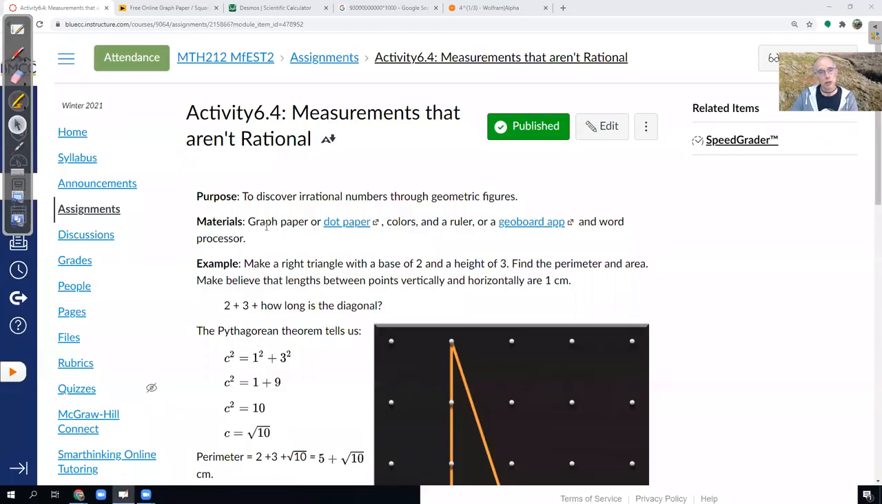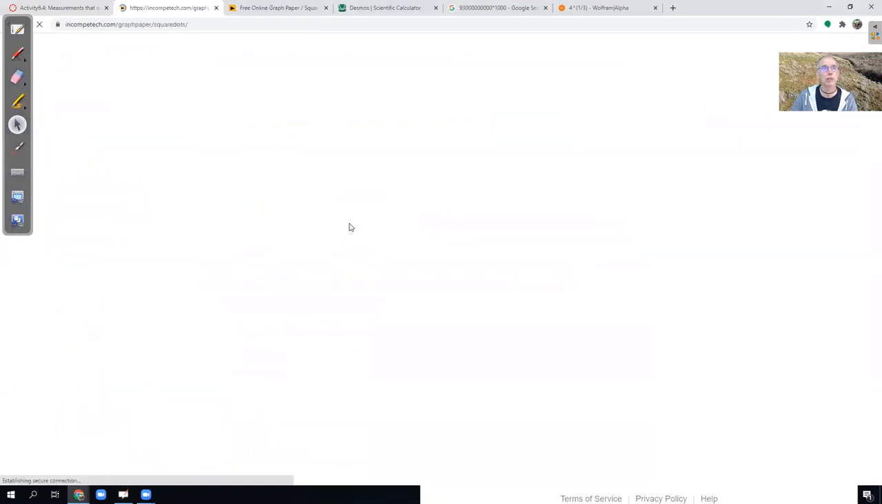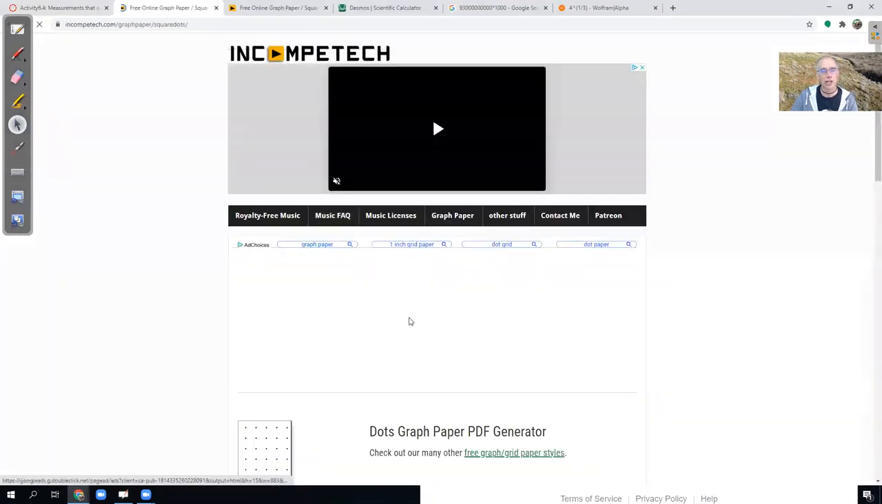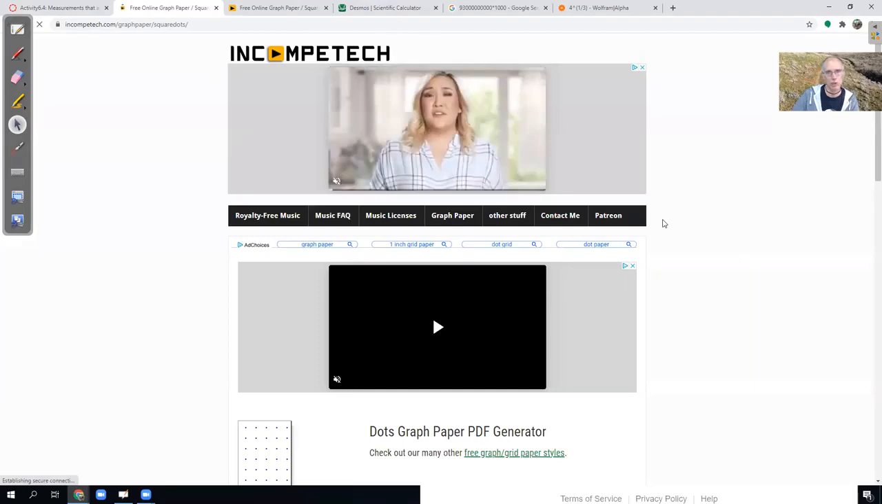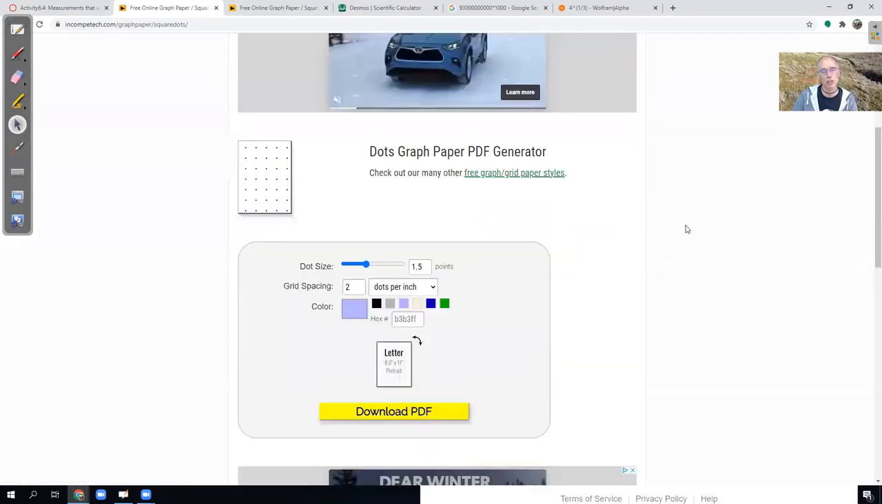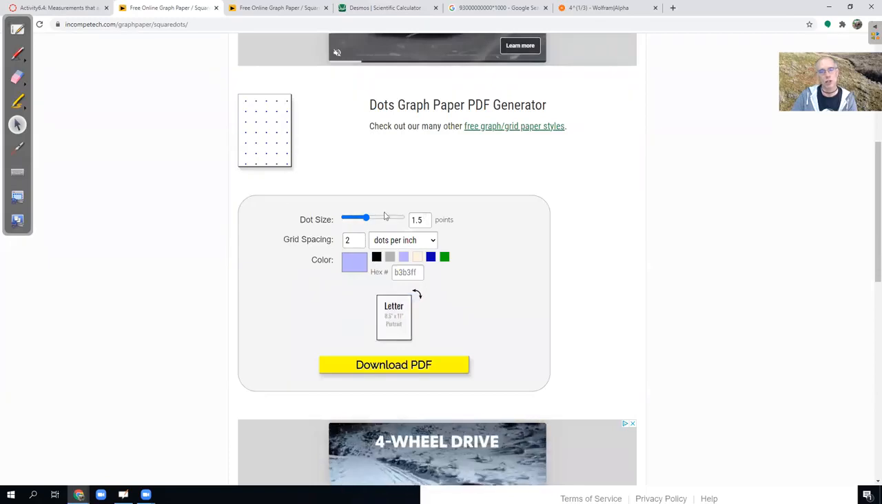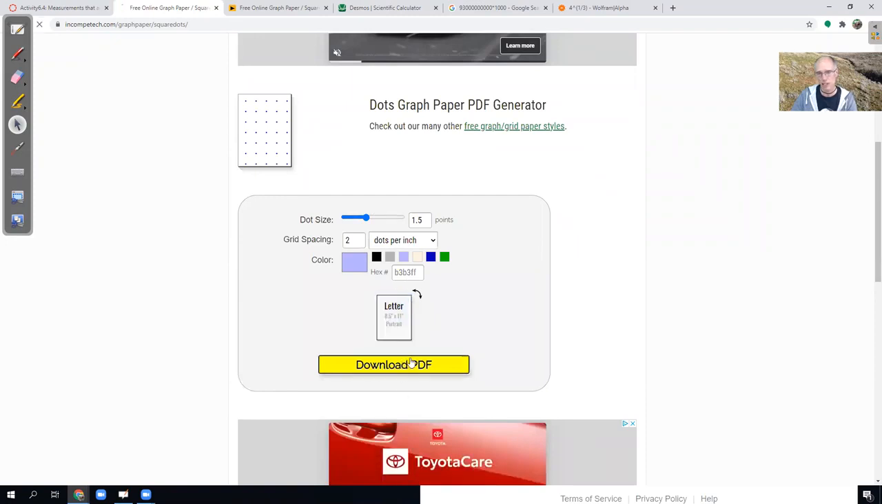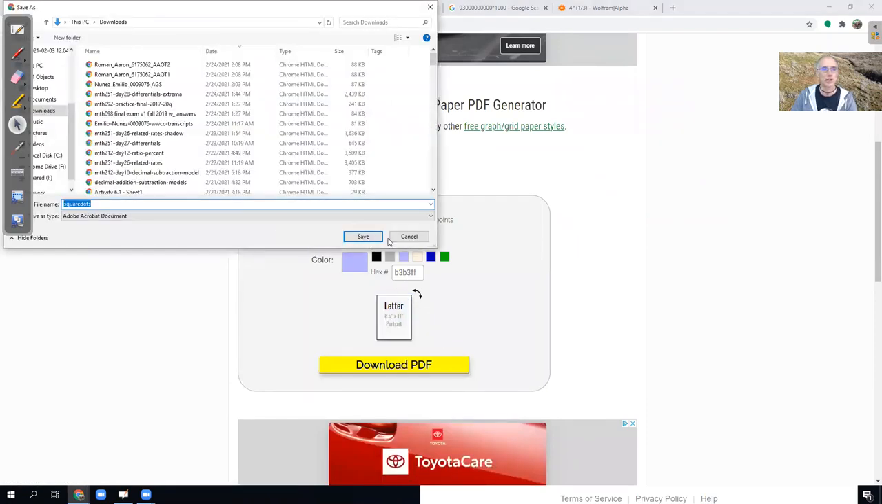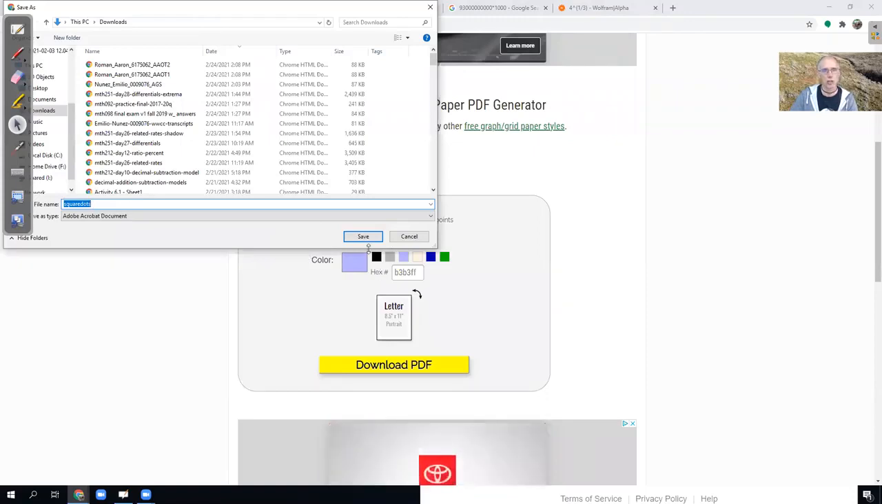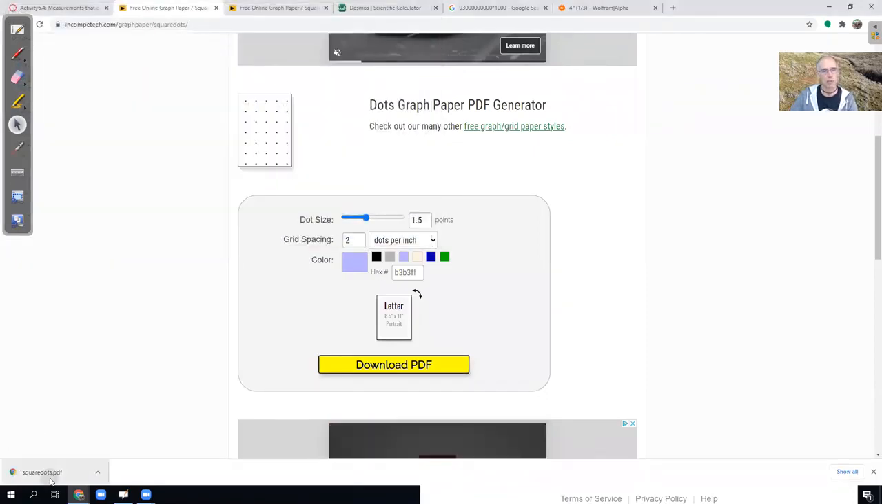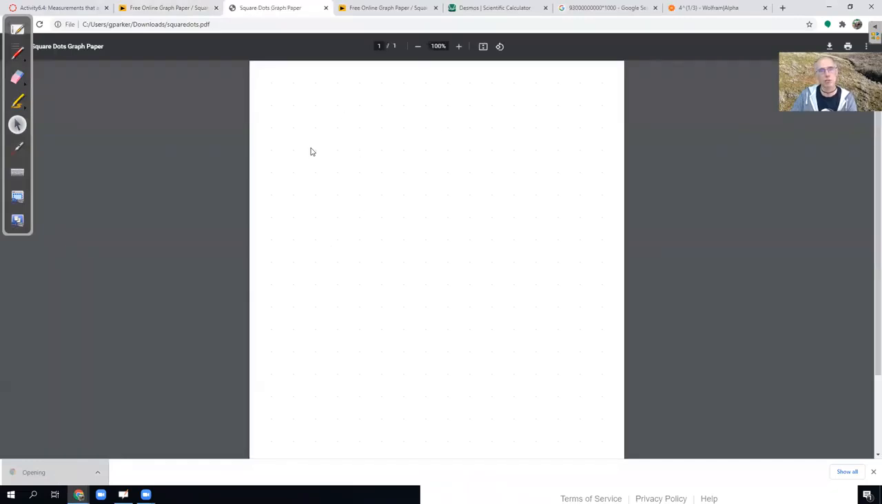If you happen to have a printer, you could print yourself some graph paper. I have a link here to dot paper. So there's this online company called Incompetech, kind of a weird name. They have lots of weird ads, which I just ignore, but I can create dot paper here. They have some default settings that you could play around with, and then after you play with those, you just hit download PDF, and it saves a file, in this case called square dots. And if I open up that file, what I'll see is an 8.5 by 11 piece of paper with equally spaced dots vertically and horizontally.